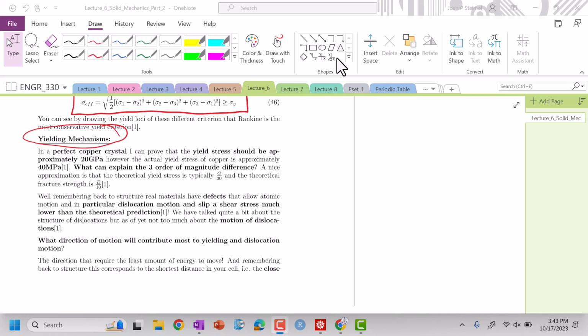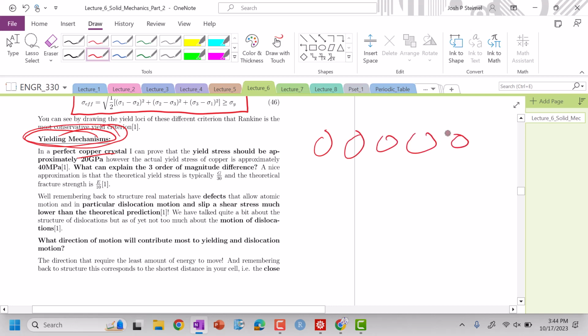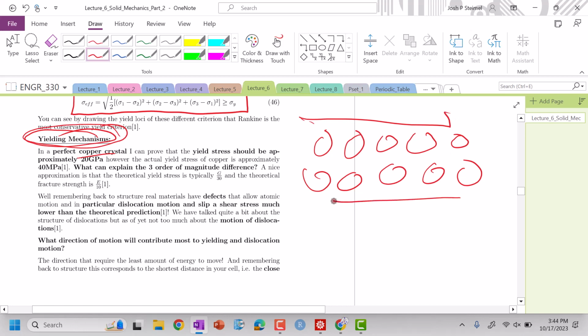So there are different ways that a material can yield. And actually, we can calculate the theoretical yielding for a perfect copper crystal. So if a material were to yield, we can simply think about, if I were to shear a system like this, what would be the energy to basically break the bonds of this entire row? And you'd get a yield stress that's approximately 20 gigapascals.